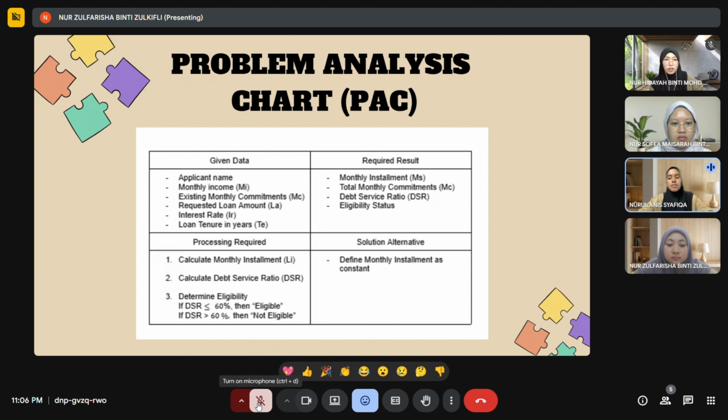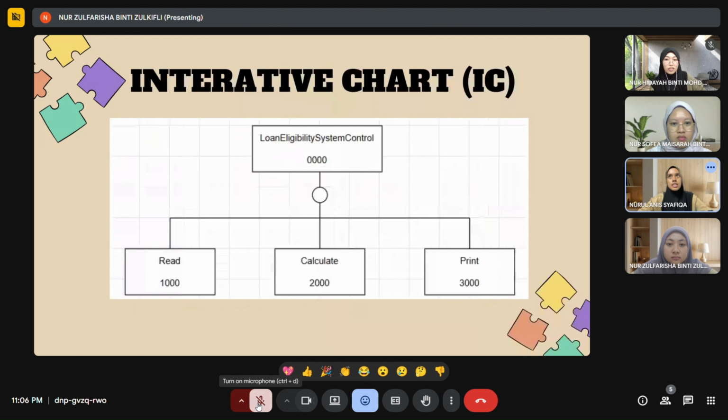This interactive chart, IC, shows our system hierarchy. The loan eligibility system control is divided into three main modules. First, read, to input applicant data. Second, calculate, to process formulas for installment and DSR. And third, print, to output the final eligibility status.